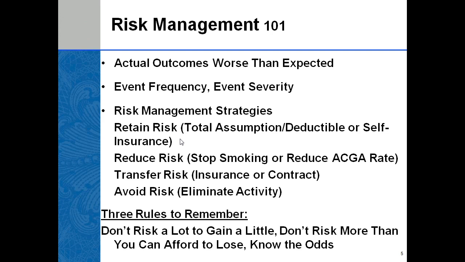Now what can we do to reduce risk? What can we do to reduce the frequency of something occurring or the severity? Reducing the risk, as you see in my example here, would be stopping smoking. If you don't smoke, that's good. That reduces the risk of all kinds of health ailments that pop up. Or reducing the ACGA rates, obviously, would be reducing your risk because you would be building up additional surplus within that specific gift annuity right out of the gate.